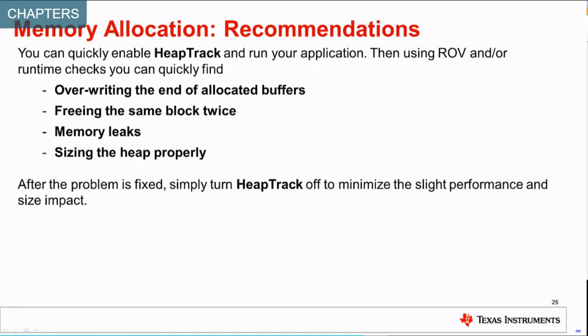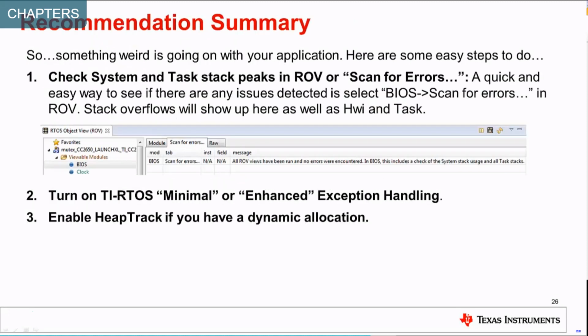In summary, heap track can help you with finding and overwriting the end of an allocated buffer, freeing the same buffer twice, memory leaks, and help you properly size your heap. After the application is running smoothly, heap track can easily be disabled.